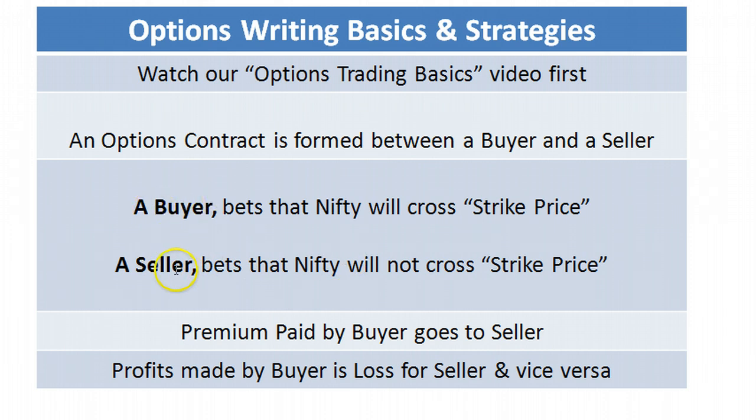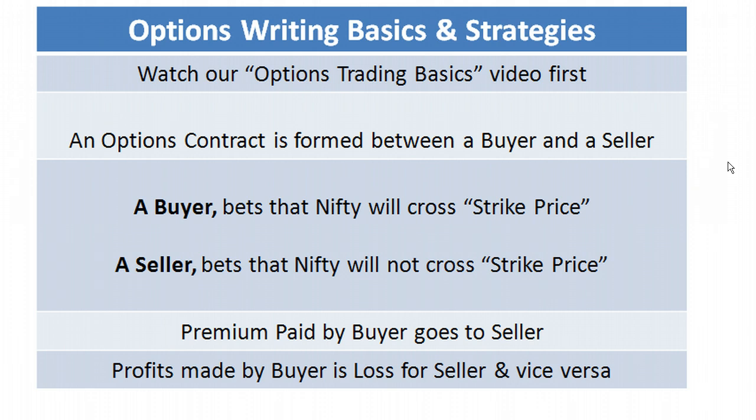So these two people enter into a contract, like a betting agreement, wherein one guy is going to say markets are going to cross a particular level, the other guy is going to say it is not going to cross, and he will take that premium initially. And when they square off during the expiry or at any time in the interim, they will again get back the premium, and they'll again lose the premium.